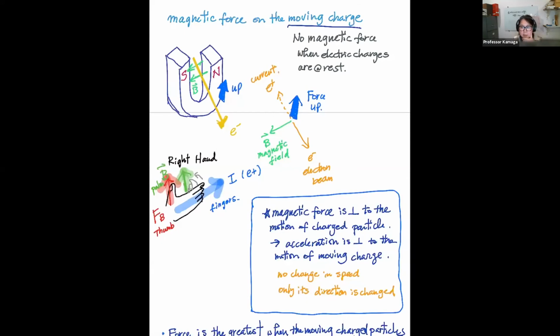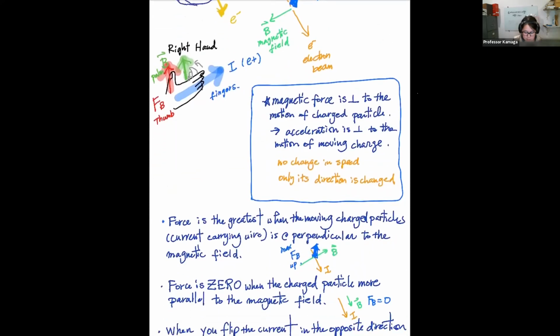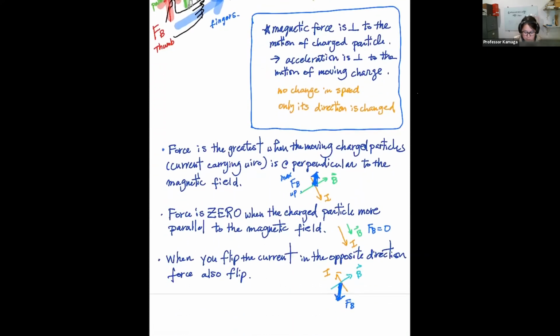So the punchline here, magnetic force on a moving charge, right? Magnetic force applies perpendicular to the motion of the moving charge. There's no magnetic force when the charge is not moving, and the force is greatest when the moving charge in the magnetic field is perpendicular. There's no force when they're parallel or anti-parallel. All right.